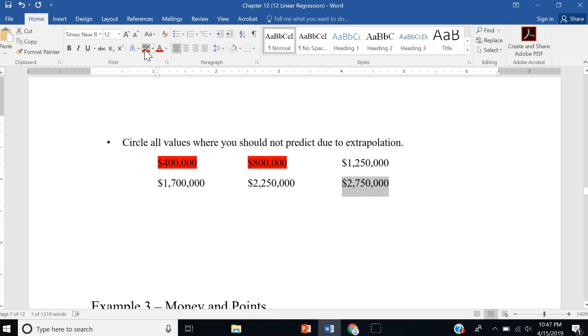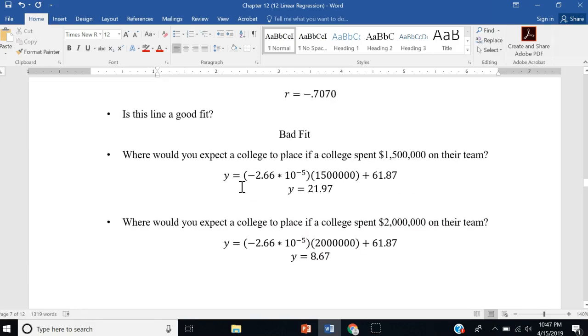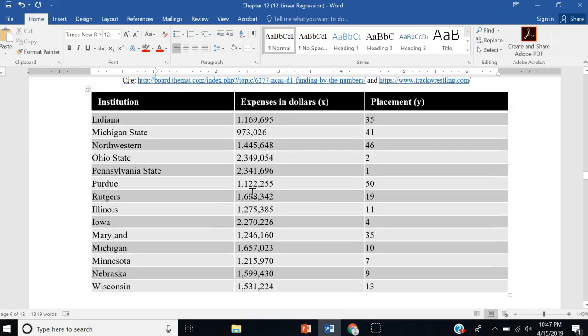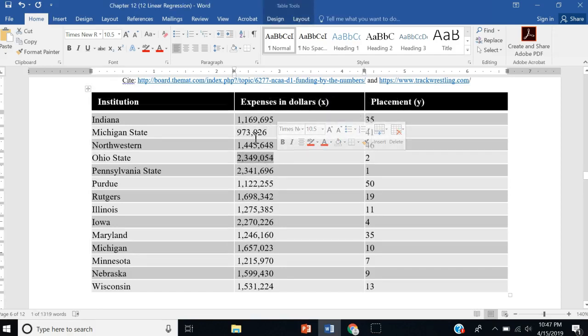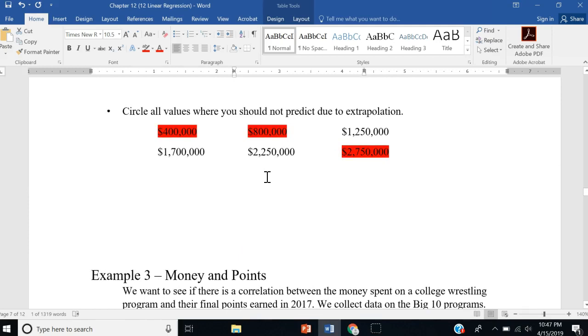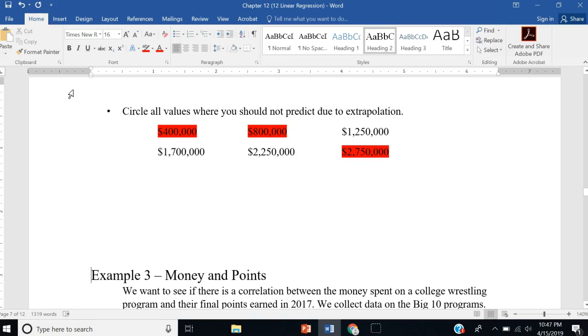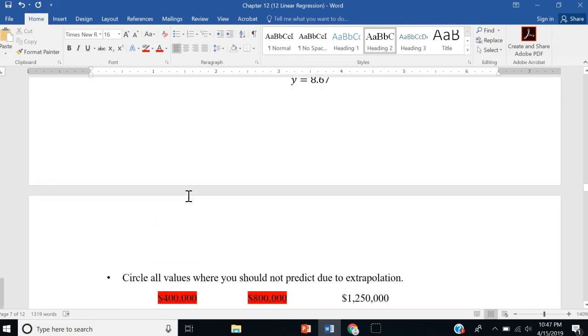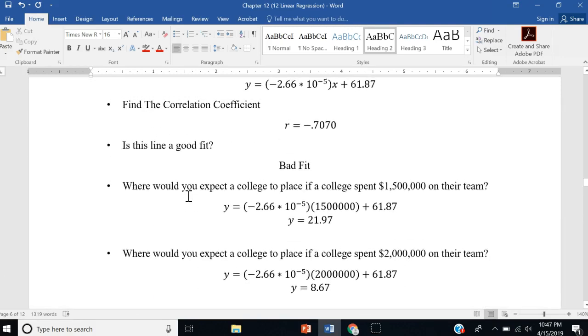2,750,000, that's actually bigger than what any of those programs spent. Again, we look at the lowest value, we look at the highest value, and we say anywhere predicting in there is fine. Predicting outside of there is not okay due to extrapolation. All right. So that's the idea of what a typical problem will look like.